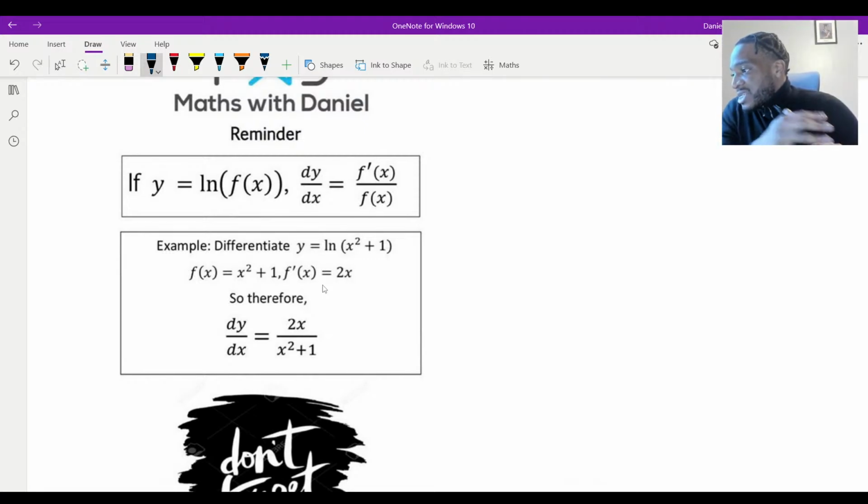How do you integrate tan x? I did this in my other live. If you check the live I did on Saturday, I actually did it at the end. I've got the time steps as well.